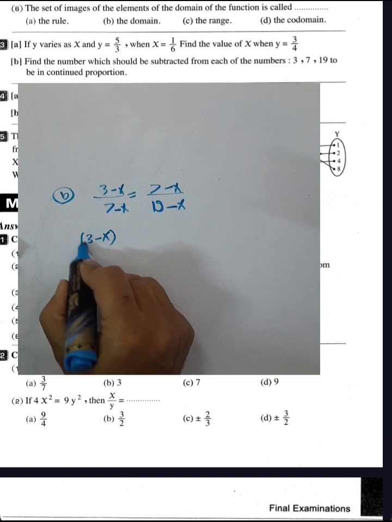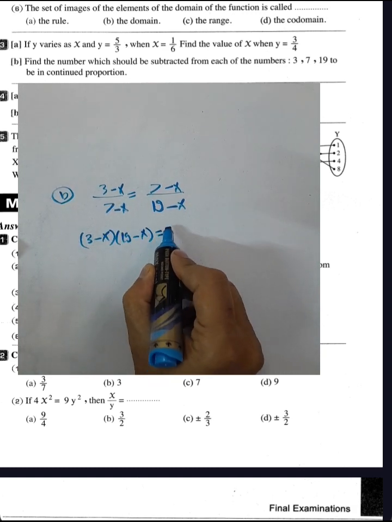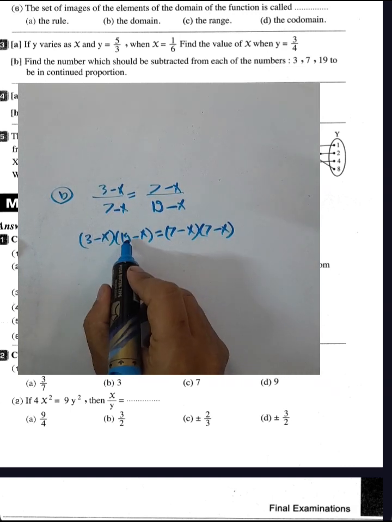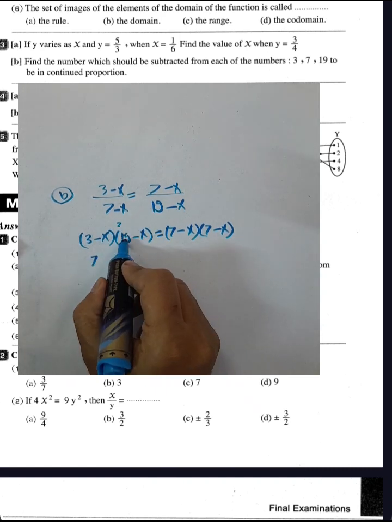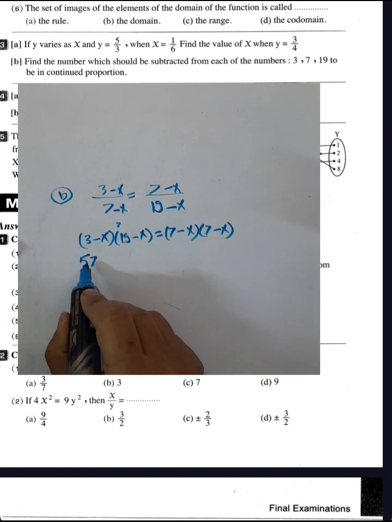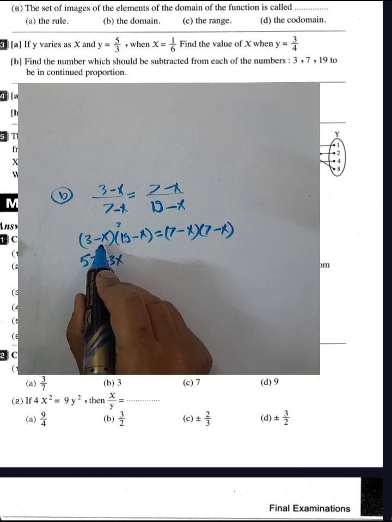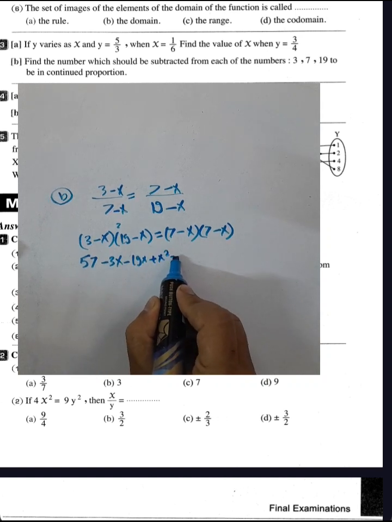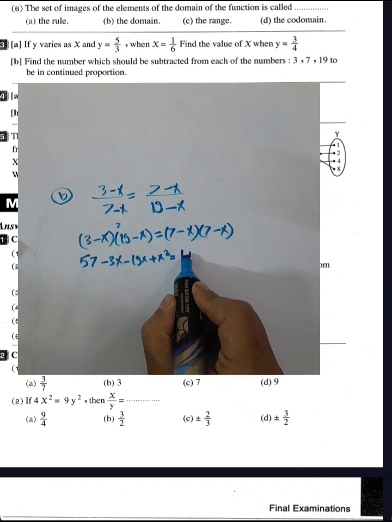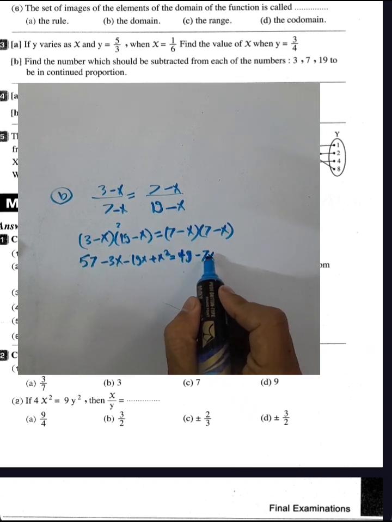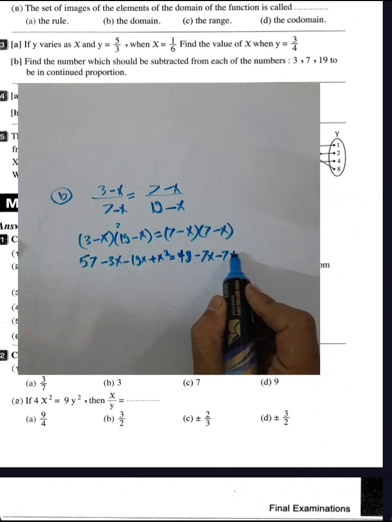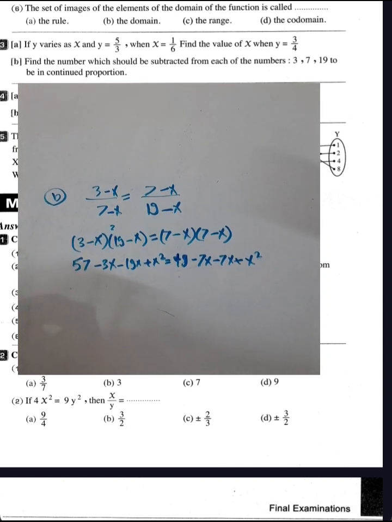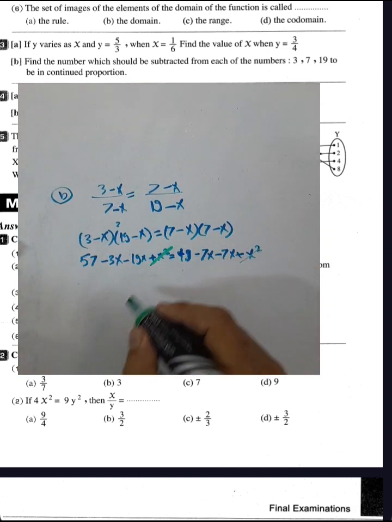3 minus x product by 9 minus x, 7 minus x times 7 minus x. 3 times 9 equals 27, write 7 and carry 2. 1 times 3 equals 3 plus 2 equals 5. And 3 times negative x will be 3x, negative x times 9 will be negative 9x, and positive x power 2. And here 7 times 7 is 49, 7 times negative x is negative 7x, and here again negative 7x, and here it will be x power 2, and then you can cancel x power 2 by x power 2 to simplify the result.